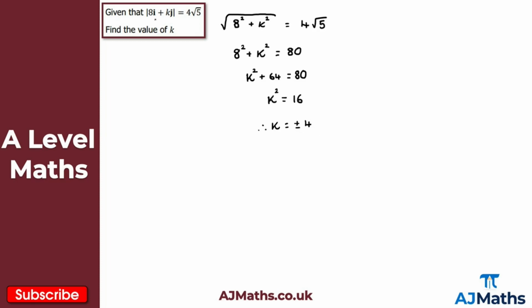If you choose k to be minus 4, you can test that, find the magnitude of that, and you'll find you do get 4 root 5. But there we have it. So k is equal to plus or minus 4. And that gives us the solution to question 3.